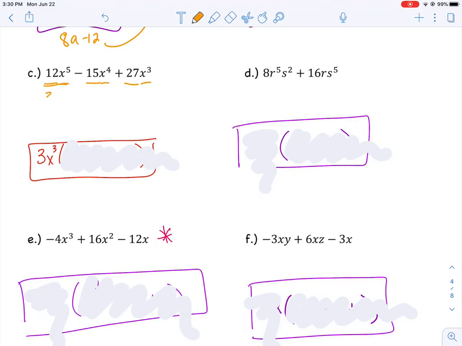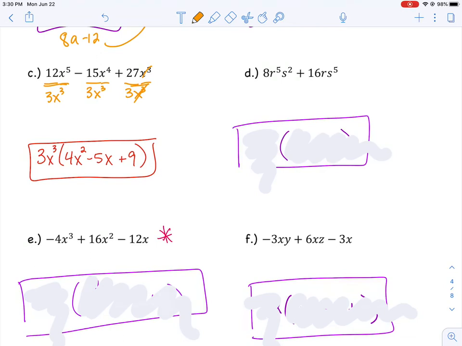So let's go through and divide each term by a 3 and an x cubed, our GCF. When I do that, 12 divided by 3 is 4, x to the 5th divided by x cubed is x squared, minus 15 divided by 3 is 5, x to the 4th divided by x cubed is just 1x left over, and 27 divided by 3 is 9. The x cubed and the x cubed cancel each other out, so there are no more x's left in that last term. That would be our final answer, factored with a GCF.